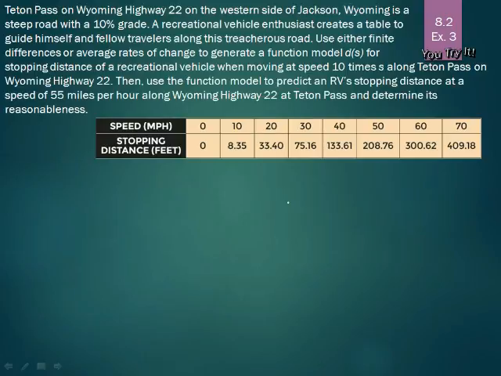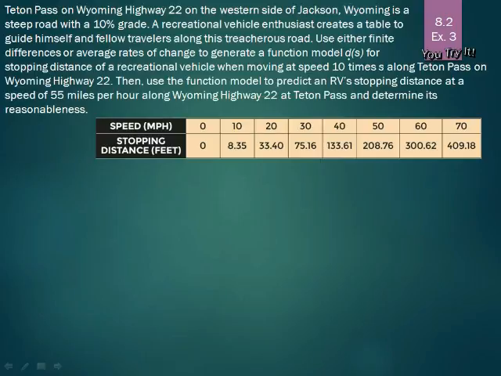of a recreational vehicle when moving at speed 10 times s along Teton Pass on Wyoming Highway 22. Then use the function model to predict an RV stopping distance at a speed of 55 miles per hour along Wyoming Highway 22 at Teton Pass and determine its reasonableness.